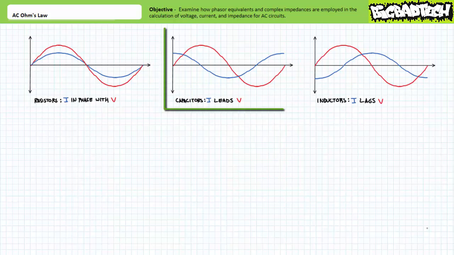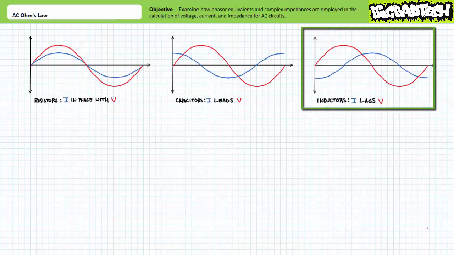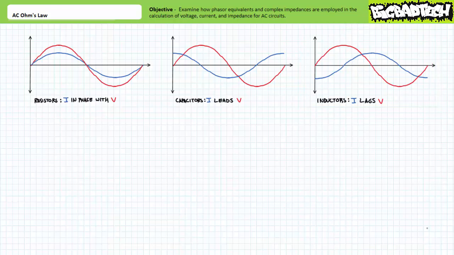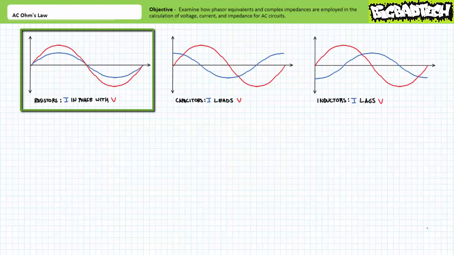In contrast, current through a purely capacitive element will always lead the voltage across it by 90 degrees. Finally, current through a purely inductive element will always lag the voltage across it by 90 degrees. Note all three plots use voltage across the element of interest as our established reference. Remember these important characteristics because they form useful means of checking your work in later exercises. I say again, current through a purely resistive element will always be in phase with the voltage across it.